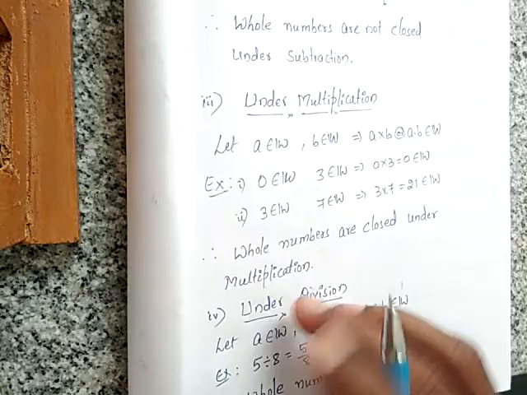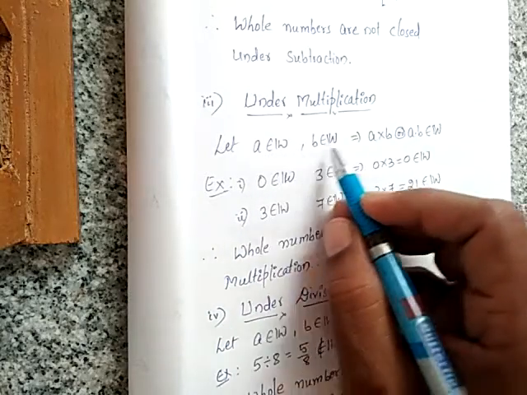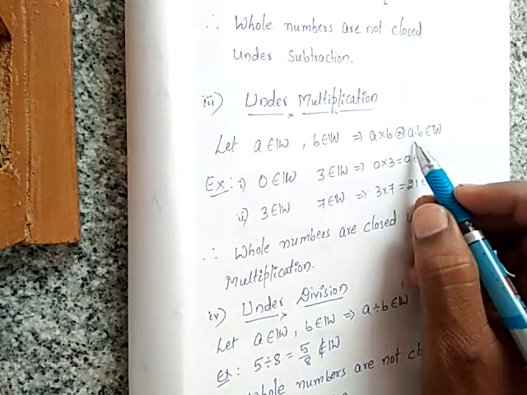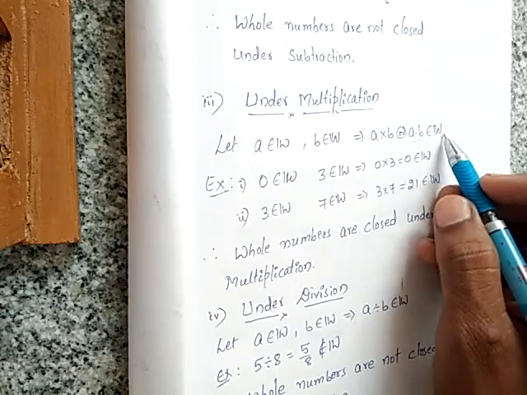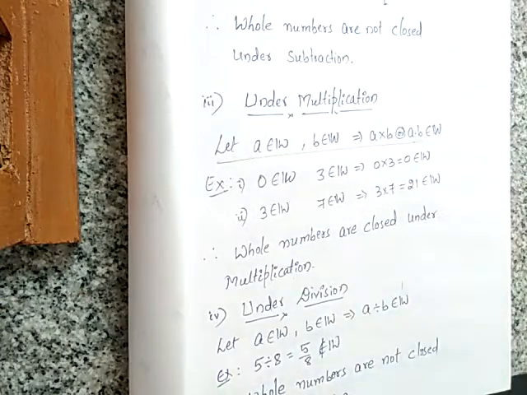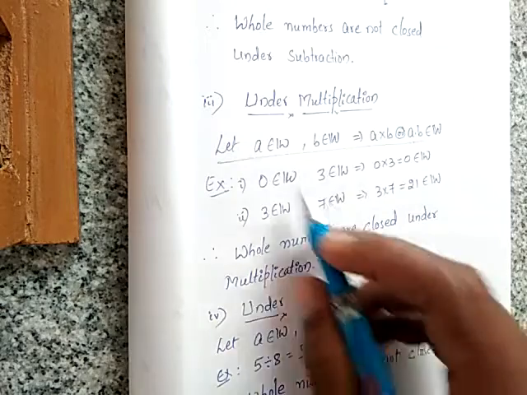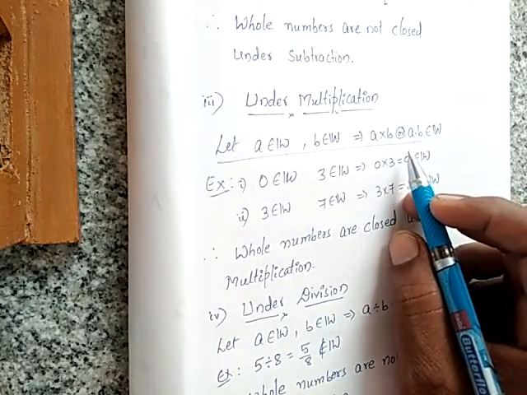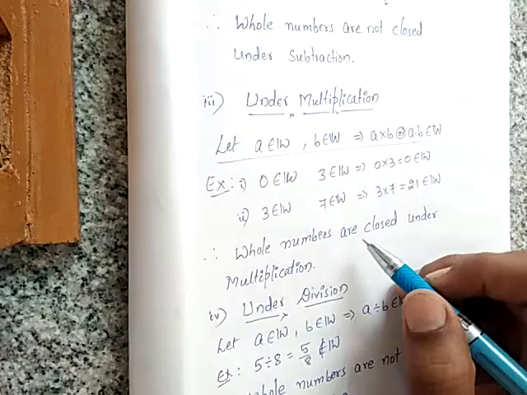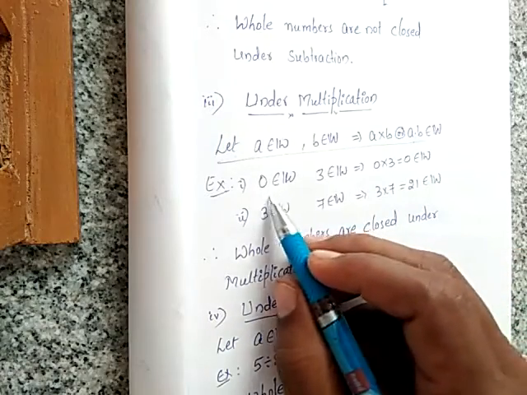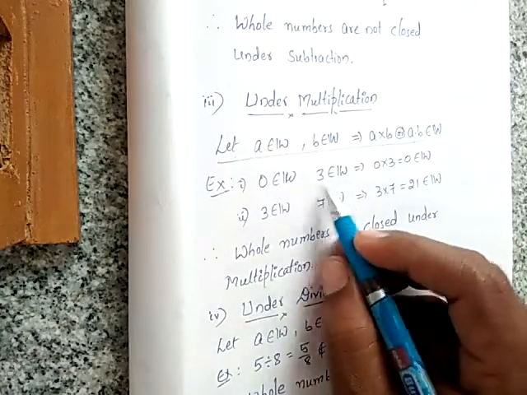Similarly, under multiplication we will see, let A belongs to W, B belongs to W, then A into B, or you can write A dot B belongs to W. If it satisfies this condition, then you can say that whole numbers are closed under multiplication. If it is not going to satisfy, then you can say that whole numbers are not closed under multiplication. We will check. Okay, here 2 examples I have considered. 0 and 3 I have taken.